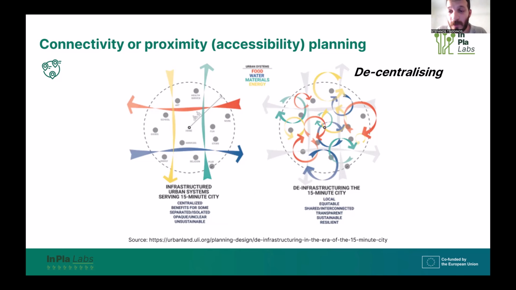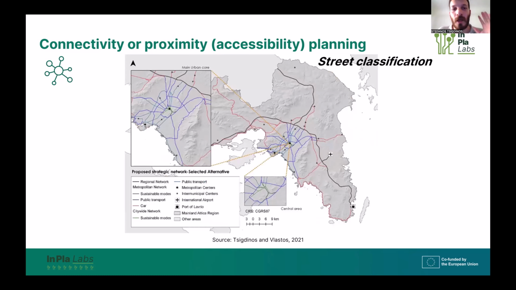In connectivity we connect, and in proximity we create new things closer to each other if we have the chance. So an example of connectivity is street classification. And what we mean by that is that we can reorder roads and their role in order to connect easily places, centralities, neighborhoods together.